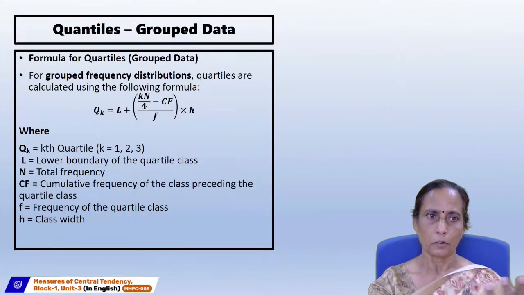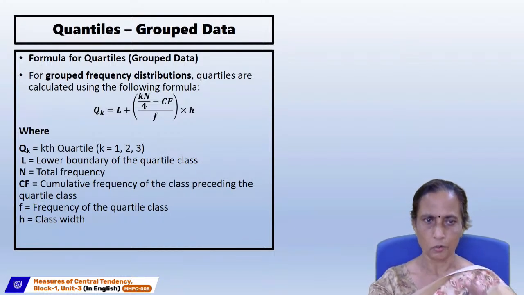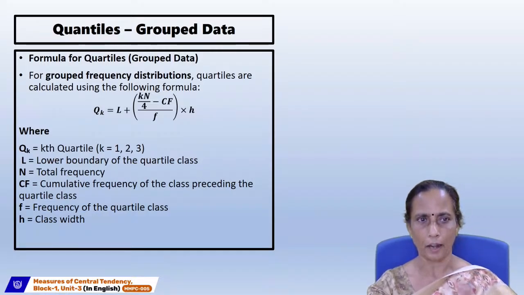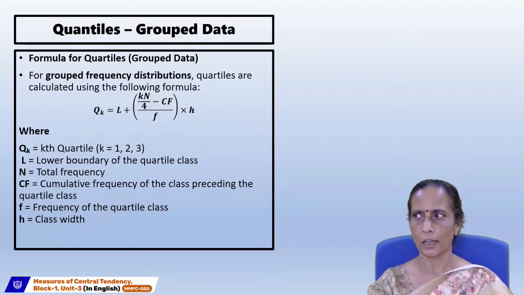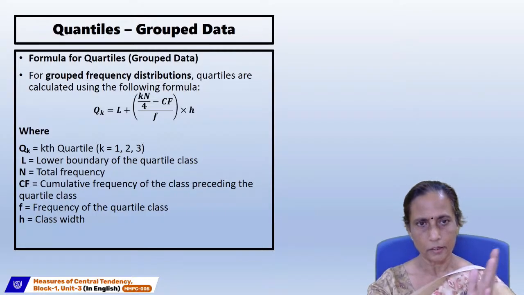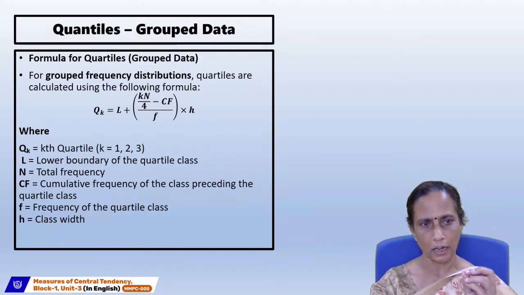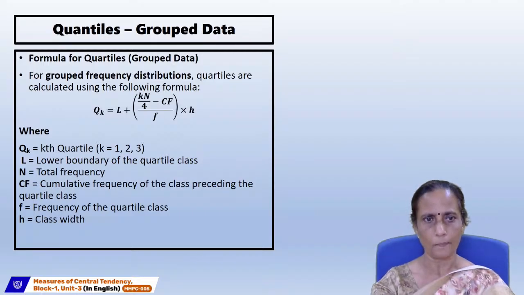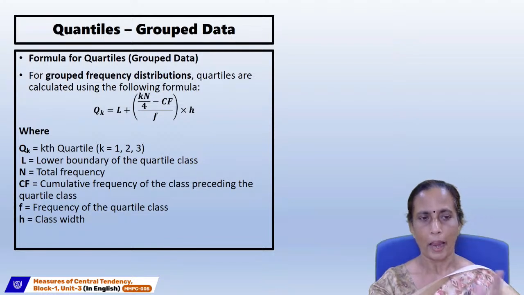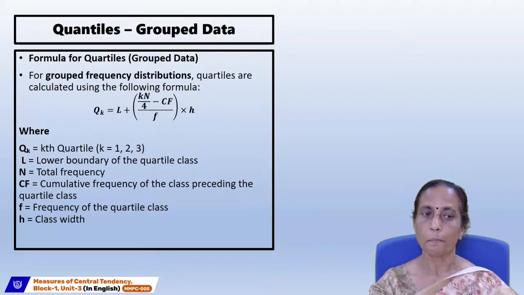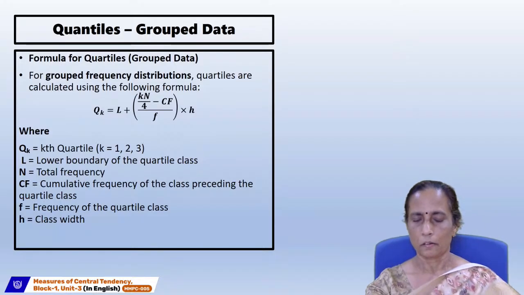So if my data is grouped data, where my frequency is arranged in class intervals in a grouped frequency distribution, then my formula is like this: Qk is equal to L plus (kn by 4 minus Cf) by f into h, wherein Qk represents the kth quartile, k may be 1 or 2 or 3, and L is the lower boundary of the quartile class, n is the total frequency, and Cf represents the cumulative frequency of the class preceding the quartile class, and f represents the frequency of the quartile class, and h is the class width or interval.